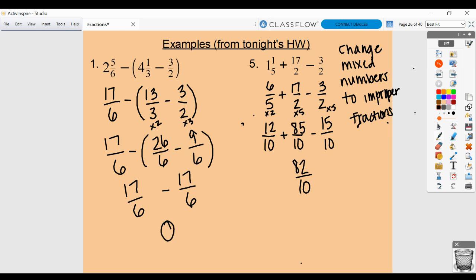is 82 over 10. Now, you want to change this back to a mixed number and simplify it as much as possible. So you ask, how many times does 10 go into 82? And it's 8. And then you have a remainder of 2. But that 2 over 10 can still simplify to 1/5.